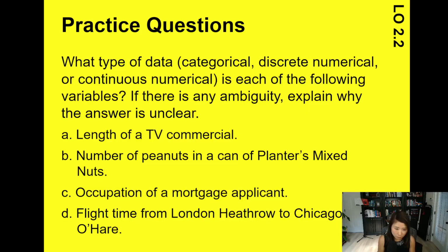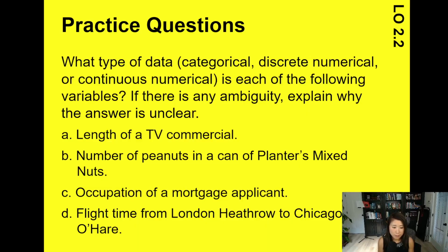So therefore, A is continuous numerical data. B is discrete numerical data if we count a half piece of peanut as 1 peanut. C will be categorical data, and D is continuous numerical data. Okay, so hopefully this practice question helps you understand how to distinguish data, whether they are categorical, discrete numerical, or continuous numerical. In our next video, we're going to focus on another way to classify our data.